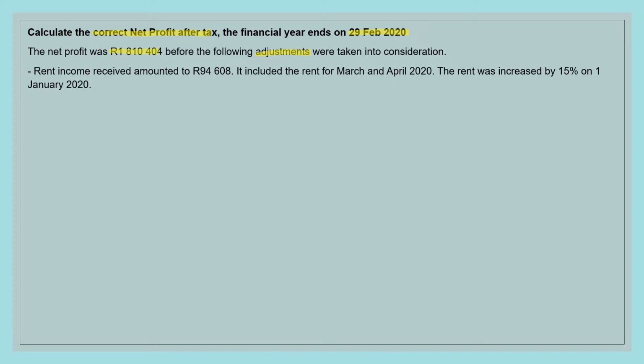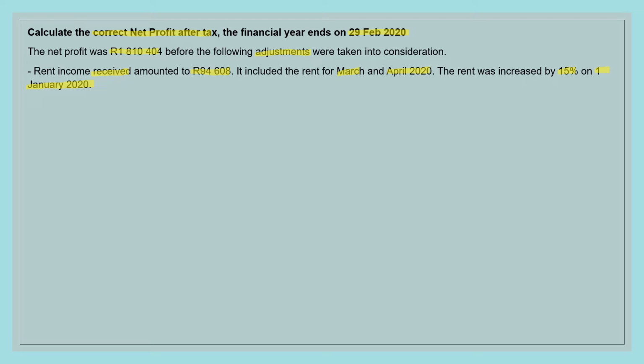Then it says rent income received amounted to 94,608. That was received, right? So that means you already received 94,608. It included rent for March and April 2020. The rent was increased by 15% on 1 January 2020. Right, breaking this apart, this is what you need to know.